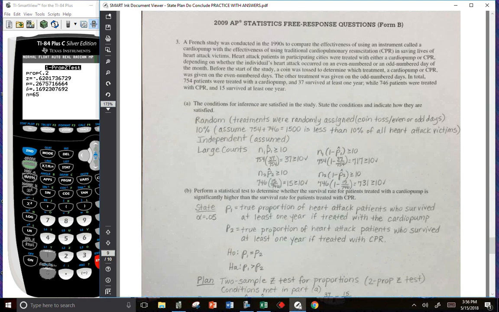What's it going to be called here? It's not one sample, it's two proportion z-test, right? Would y'all agree? They're proportions. Is that number 6? Yes. Okay. And we have these values. So our first group, they got the cardio pump, aren't they 37 out of 754? Okay, and then the people that got the CPR, 15 out of 746. And then we think that cardio pump is bigger than CPR, so we're going to go greater than.